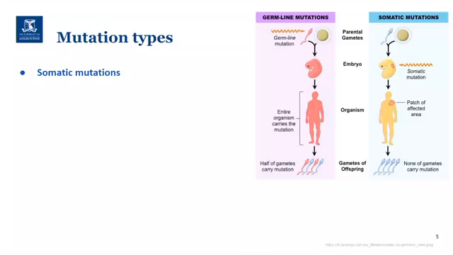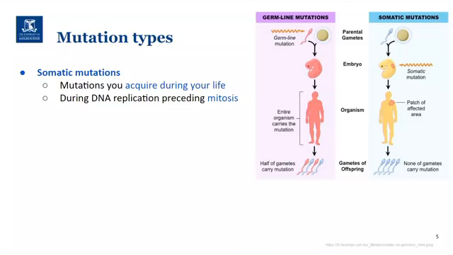So somatic mutations are the ones you acquire during your lifetime. It's the ones we accumulate over time. And they occur during DNA replication preceding mitosis, so in somatic cells. And in that case, all descending cells from that one are affected, but not necessarily offspring. So the main thing for somatic mutations is that they don't get passed on to offspring.